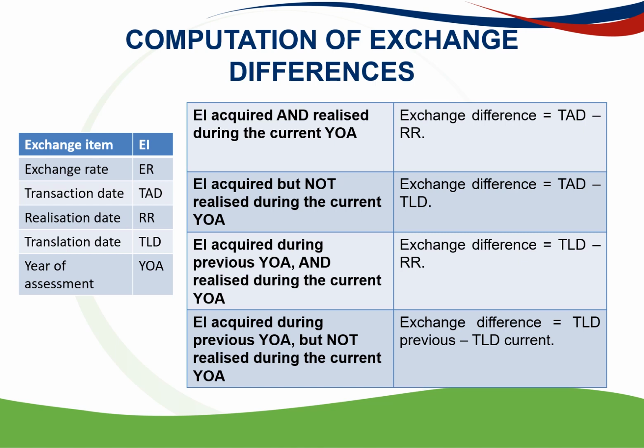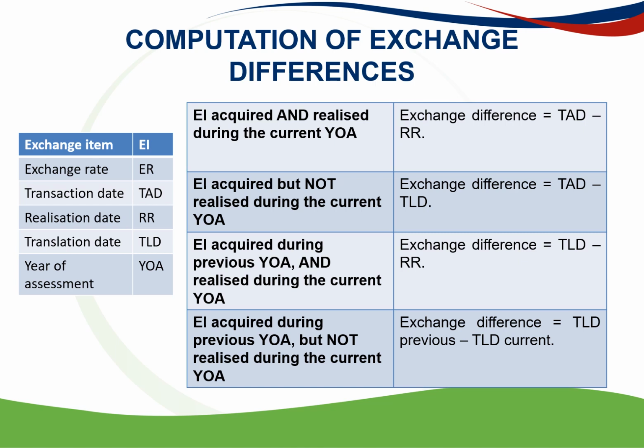All right, the first one says an exchange item that is acquired and realized during the current year of assessment. So your exchange difference will be the exchange item multiplied by the exchange rate on the transaction date during the current year of assessment, less the exchange rate at which the exchange item is realized during the current year of assessment.